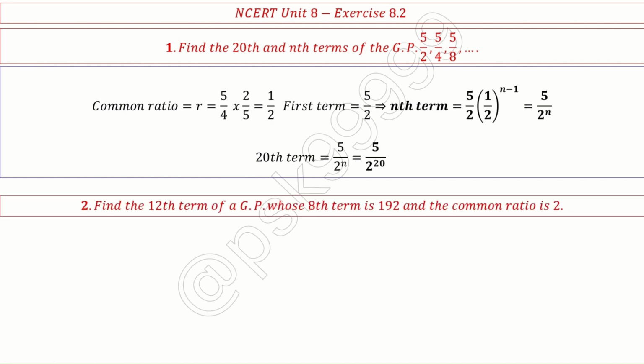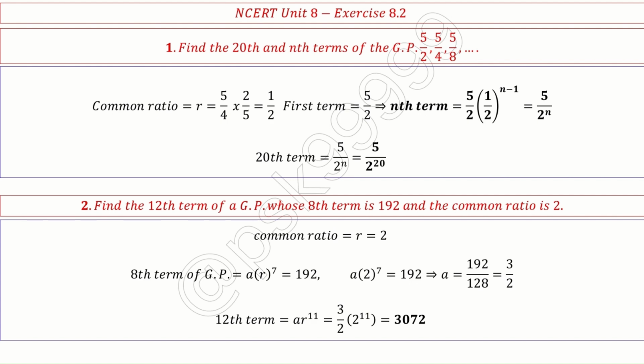Find the 12th term of a GP whose eighth term is given and common ratio is given. So the common ratio is 2, and the eighth term is a into r to the power of 7. This is your eighth term of a GP, which is 192. Since you know r, you can get the value of a. Correct, a is equal to 3 by 2. Once you know a and r, you can find any term. Now you need the 12th term. So the 12th term is nothing but a into r to the power of 11, which is 3072.